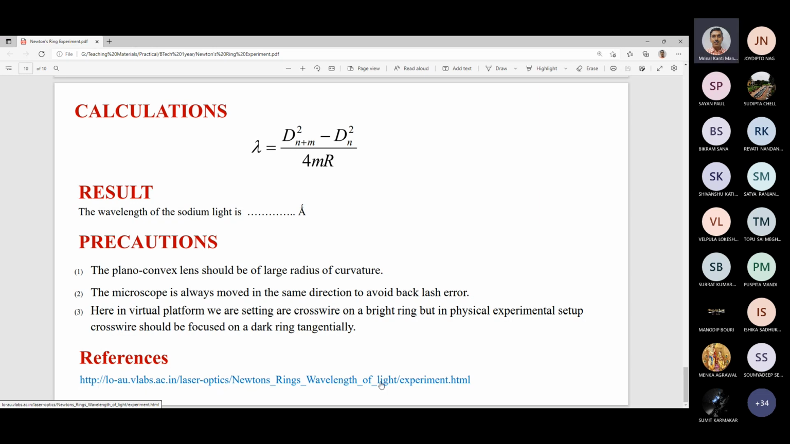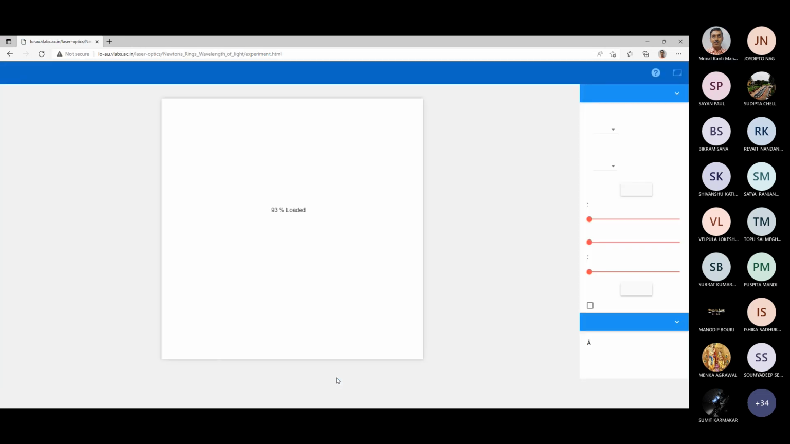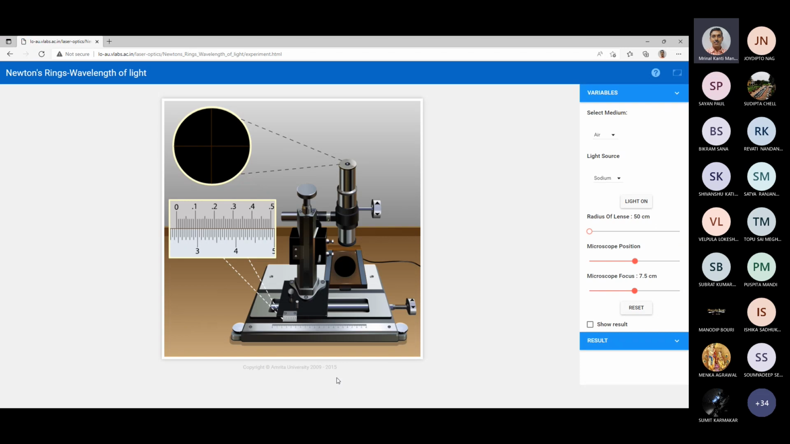So you see there is a link given here. You click on the link and you will directly go to the experiment. Now I am clicking here. Then you see it goes to the virtual lab, right? Now, to perform this experiment, first you select the medium. I have already mentioned that you have to consider the air in between the glass plate and the curved surface of the lens. So it is already mentioned.